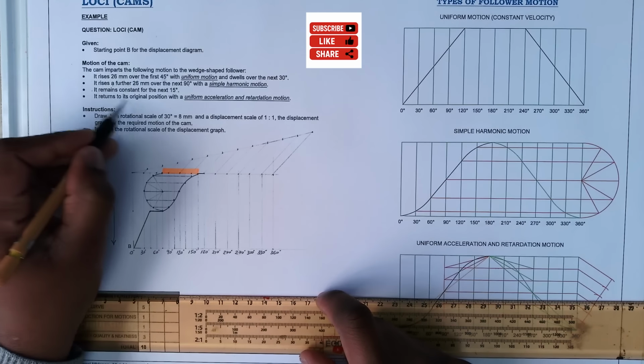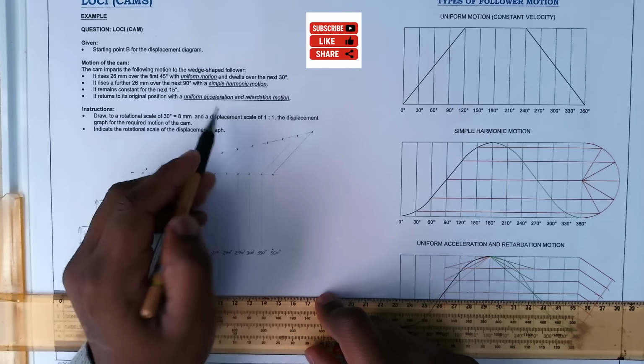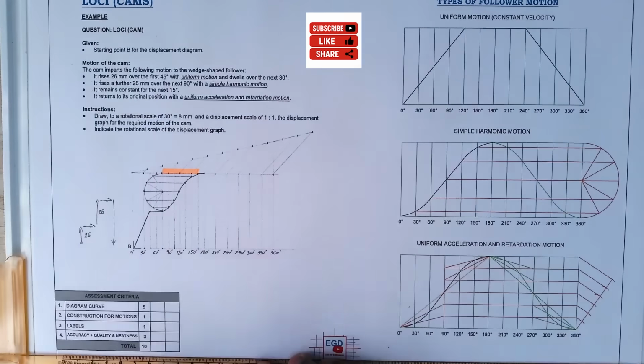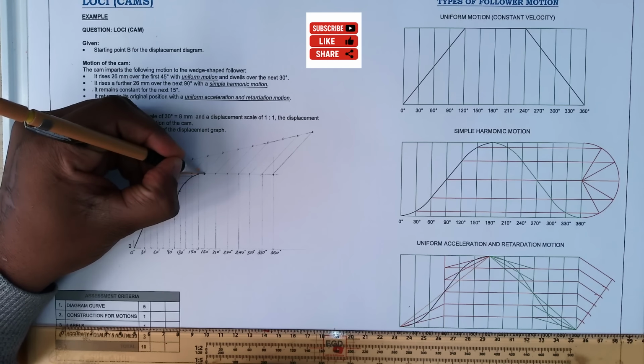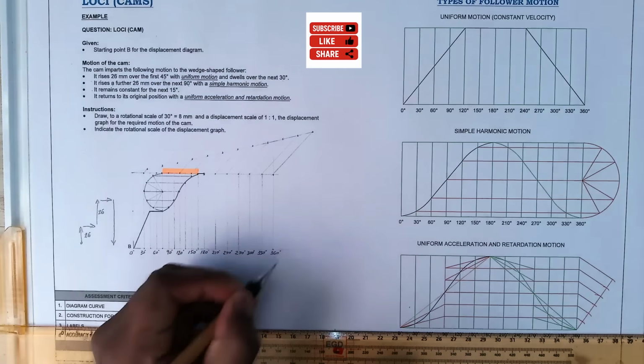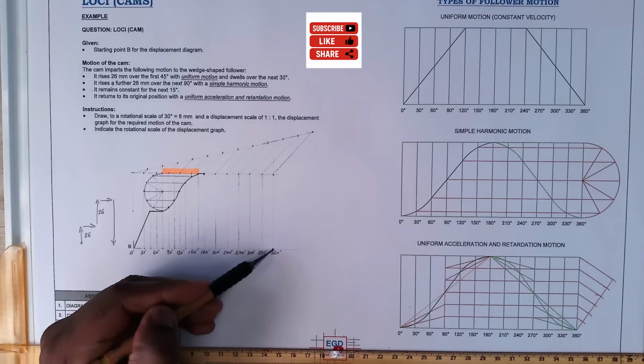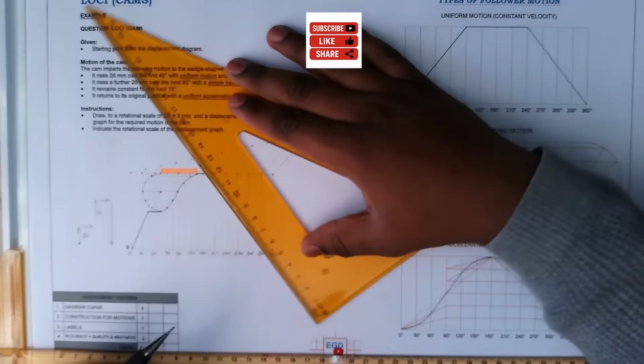It returns to its original position with a uniform acceleration and retardation motion. So it's this type of motion, right? So it means I must have this construction somewhere. Okay, so now obviously it will start here and it will end way down there. All right, so when it comes to the uniform acceleration and retardation motion, it's simple. You just connect the starting point with the end point. All right. Okay, so I'll just draw a light construction line there.